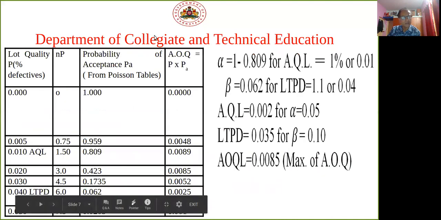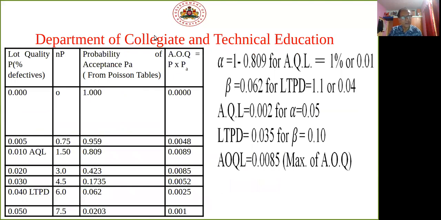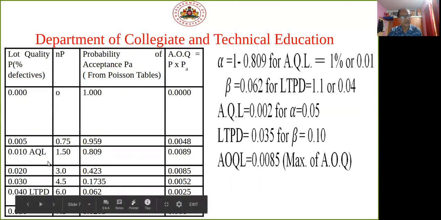You can see the LTPD, it is 4%, 0.04. So now what we have done is AQL, you see the tabular column AQL. In the third row here, AQL is 1% and the LTPD is 0.04, that is a 4%. So this is a 4% LTPD and AQL is 1%. Now I need to take some of the values above the AQL and some of the values below the LTPD. So AQL is 0.01.